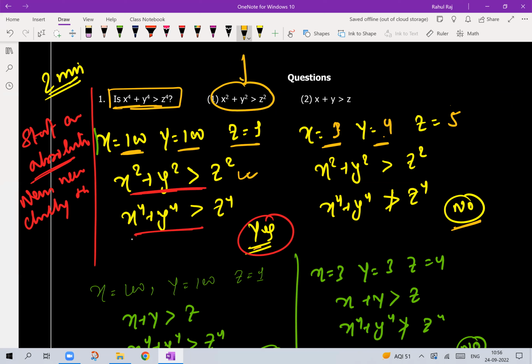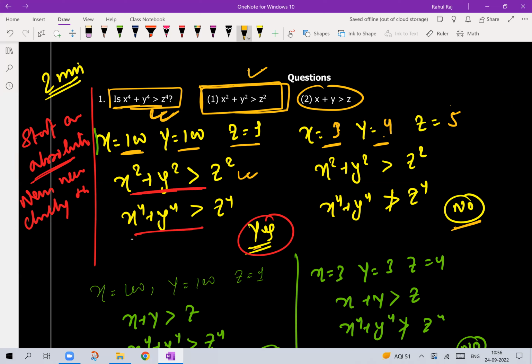The question is asking, is x4 plus y4 greater than z4? What exactly are they trying to ask? Is this condition possible? With the help of statement number 1 and statement number 2, you need to prove this. They have given you option number 1, x square plus y square is greater than z square. Now the question is trying to tell you, Sakshi, you know that x square plus y square is greater than z square.